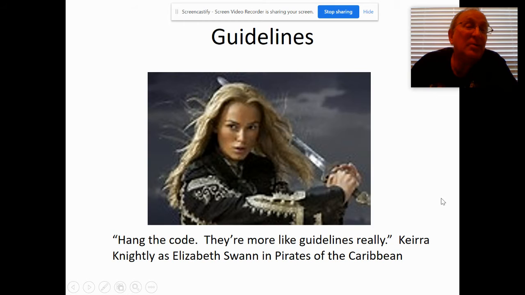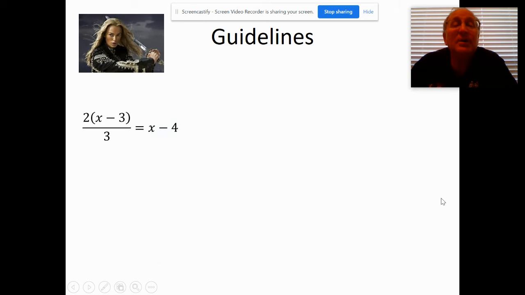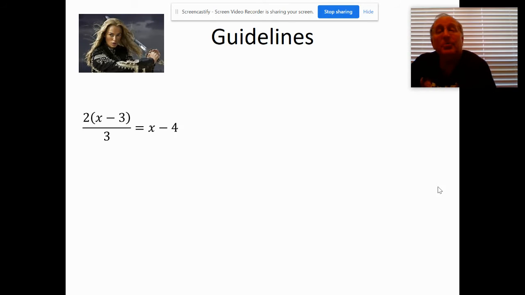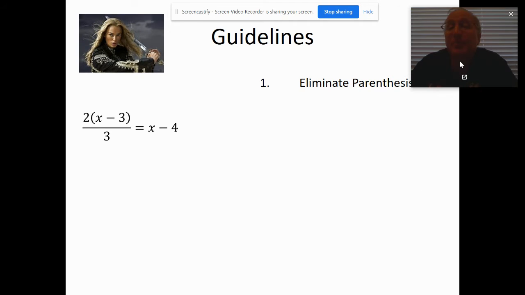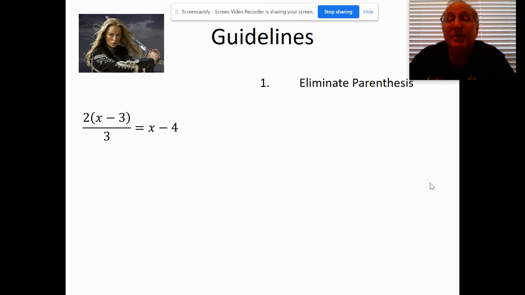Doesn't mean you always do these first, but they can sometimes make your work easier to do these things first, maybe in this order. So first off, I have a more complex problem on here so that we can demonstrate this equation on both sides. And the first thing I might want to try to do is eliminate parentheses. I think that's usually a pretty good thing to do.